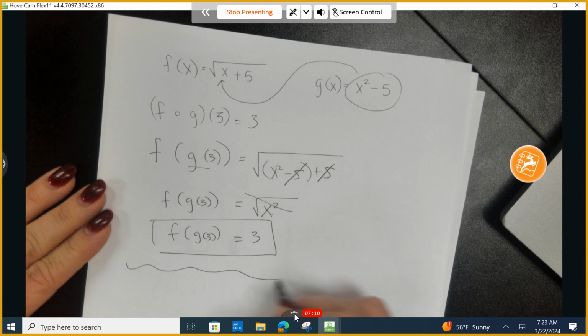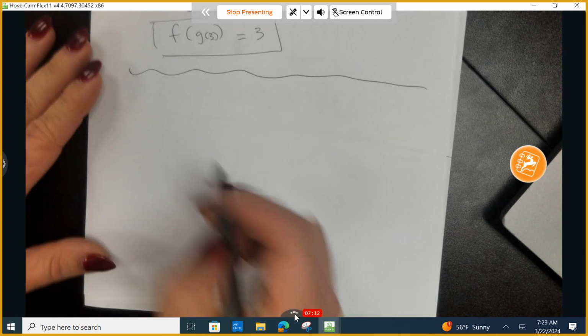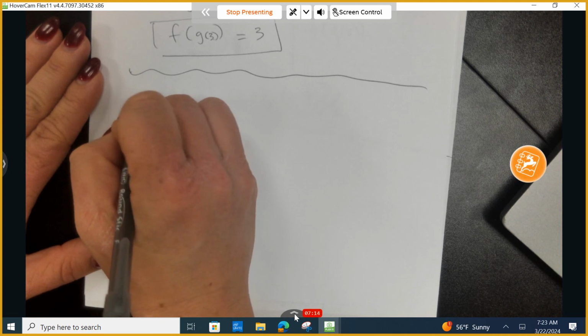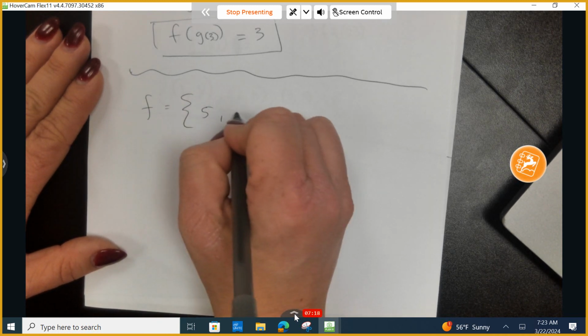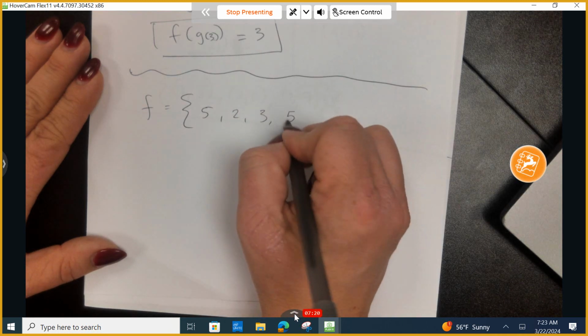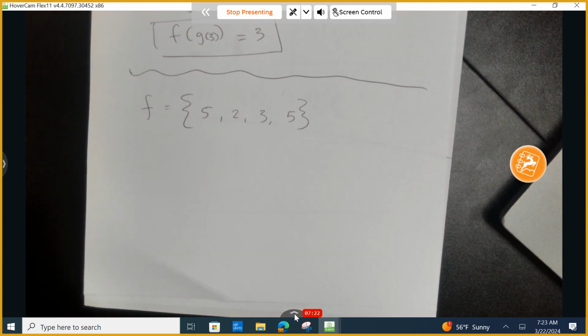Okay, let's do another one here. Is this an example of a function? Turn to your group of 2, your group of 4. Is this an example of a function? Yes or no? And what is your reasoning? To be a function, you have to have an input and an output. This is just a set of numbers they called f.